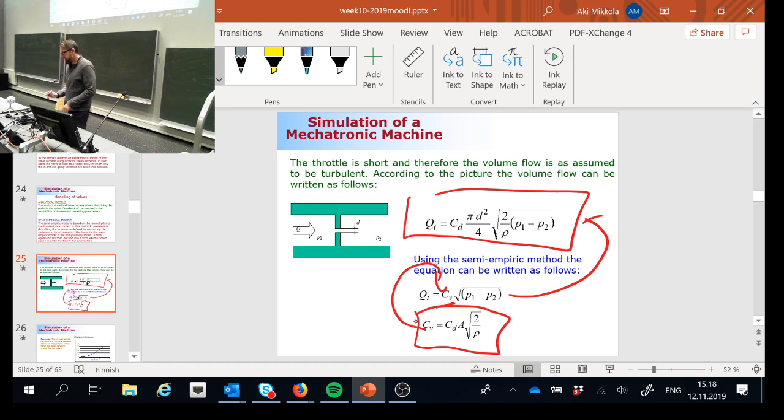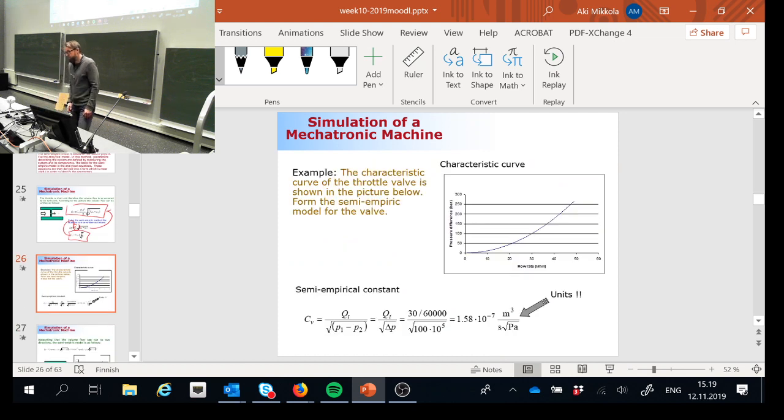Well, we do that because manufacturers are providing characteristic curves. And from the characteristic curves, we can get this semi-empirical parameter automatically, and that's the only thing we need to know. All these discharge coefficients, diameters, and others are included there. So that's the trick behind.